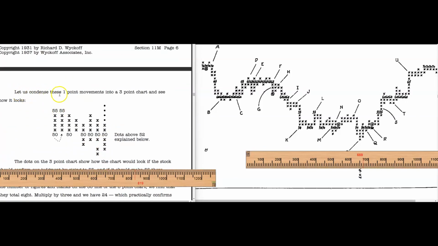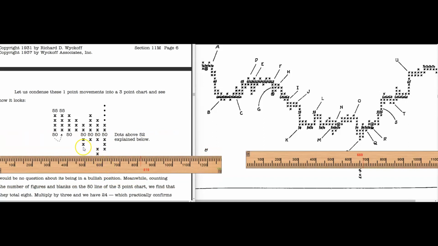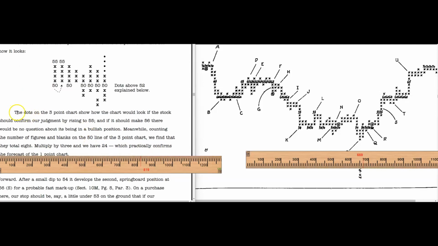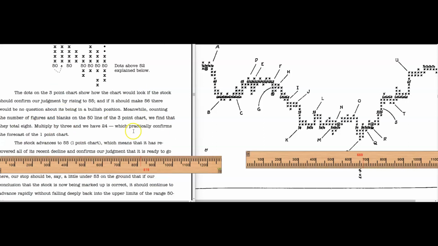Okay, let's condense these 1 point into 3 point charts and see now how it looks. This is important to do because sometimes it gives a different projection and it's not all these minor fluctuations. I even consider this to be like a filter. All right, so let's go through this. These dots on the 3 point chart show how the chart would look if the stock should form a judgment rising to 55 and it should make 56. There would be no question about it being a bullish position.